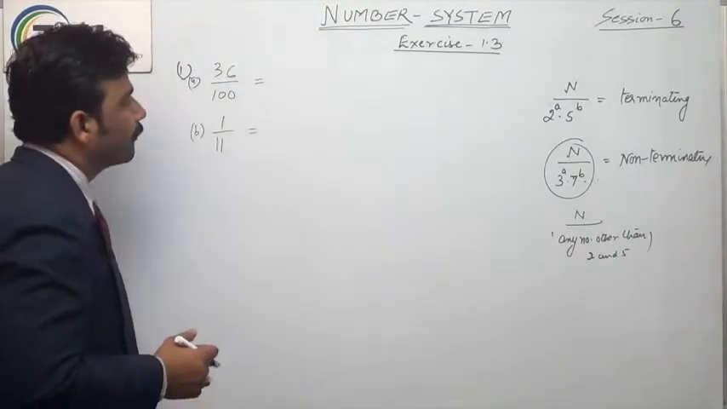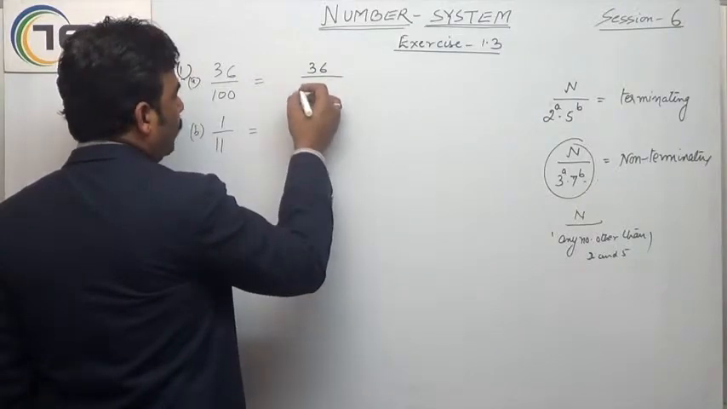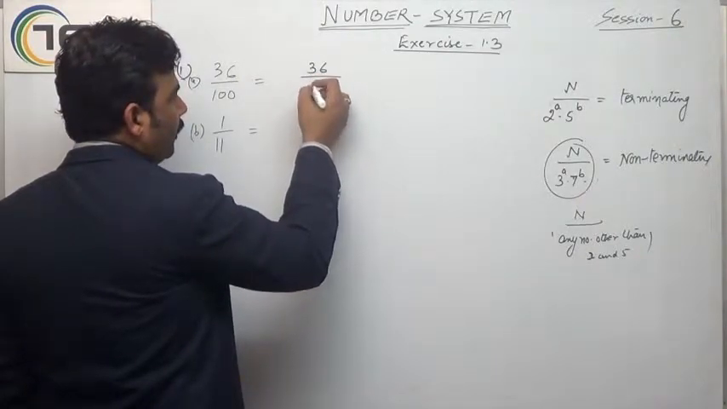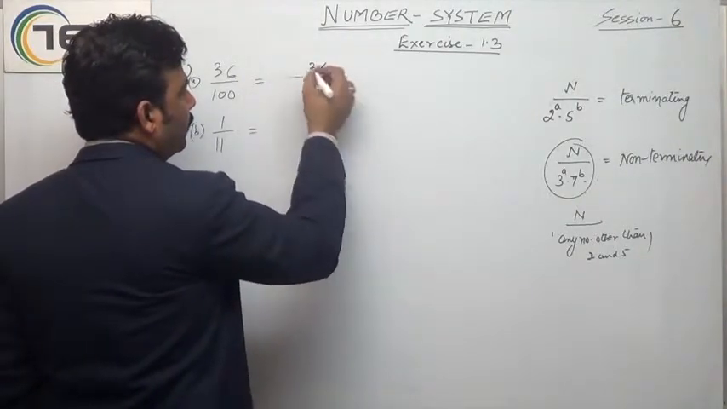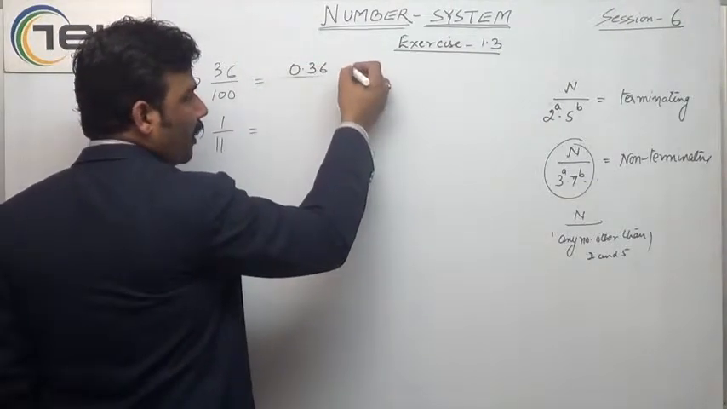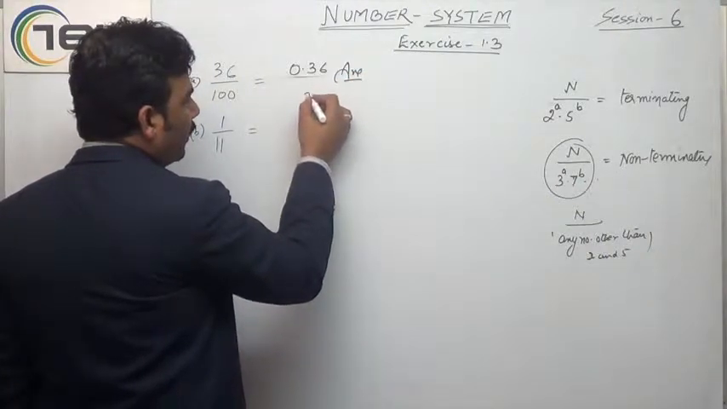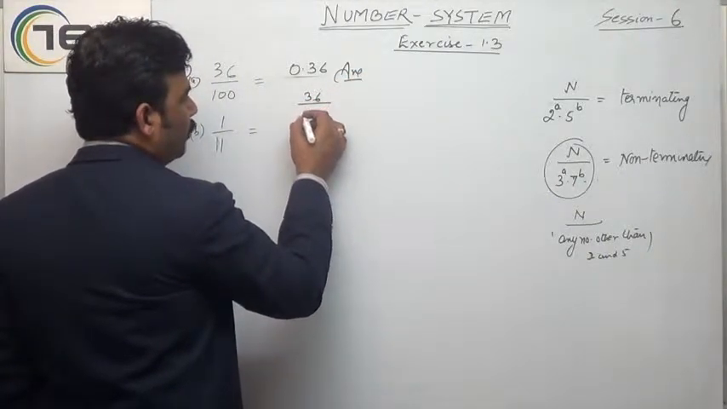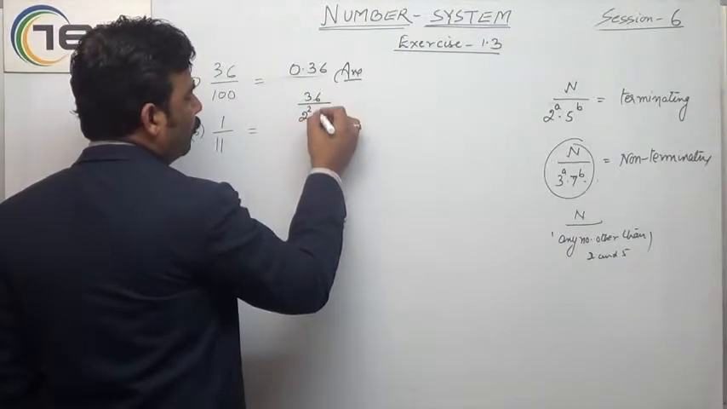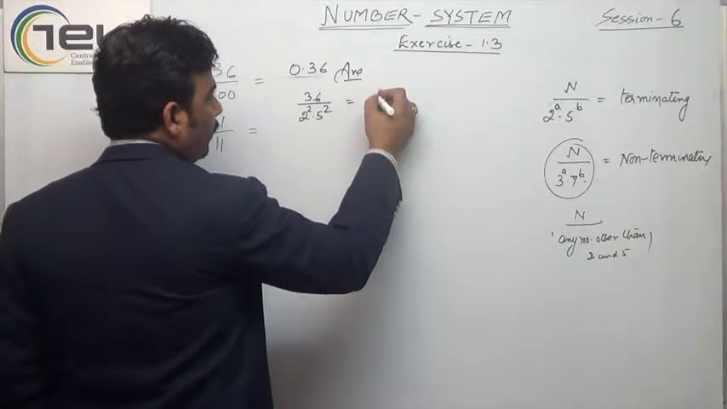See here, I can write 36 over 100. Now this is the answer of the first part. For the second part, I can write it as 36 over 2 raised to the power 2 into 5 raised to the power 2. So it is terminating.